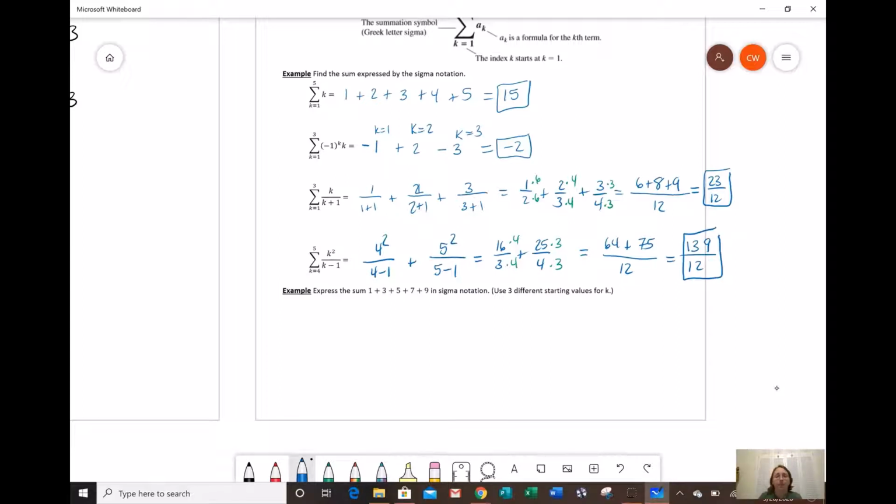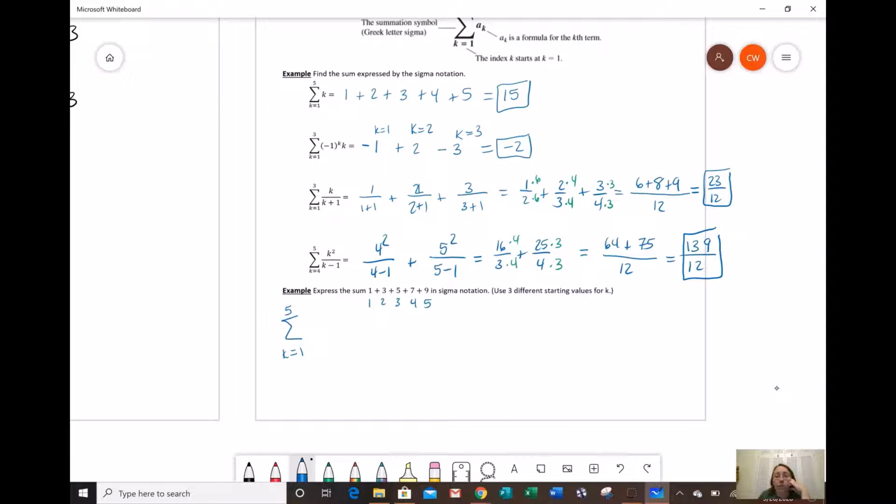There you go. Now, you can also have a summation already written out the long way, and you have to write the summation notation. So, we want to use this with 3 different starting values for k. So, where do we want to begin? Let's do a summation where k starts at 1. And we're going to go 1, 2, 3. Here, I'm going to write the k value underneath. So 1, 2, 3, 4, 5. So we're going to sum from 1 to 5.